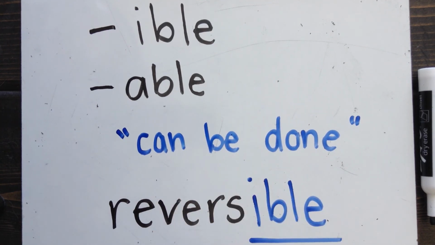The car is reversible. You can put it in reverse. Or maybe you might say your shirt is reversible. It can be turned inside out. It can be done. It can be reversed.